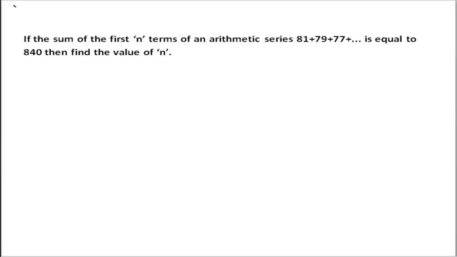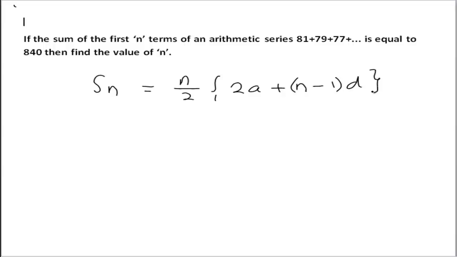We are on sequences and series, page 17, B7. If the sum of n terms of an arithmetic series is equal to 840, then find the value of n. Now, the sum to n terms formula is S_n = n/2 [2a + (n - 1)d], and we are given the sum as 840.